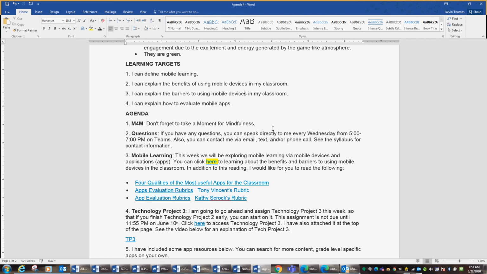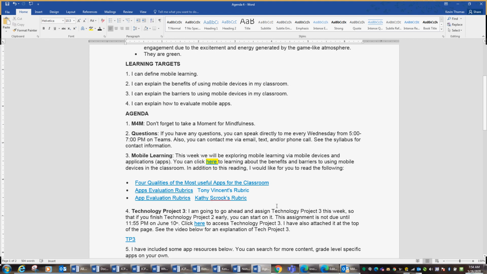I also have a couple of other items I'd like for you to read. One is just a short article about 4 qualities of the most useful apps. And then I have a couple of rubrics for app evaluations, one by Tony Vincent and the other one by Kathy Schrock.